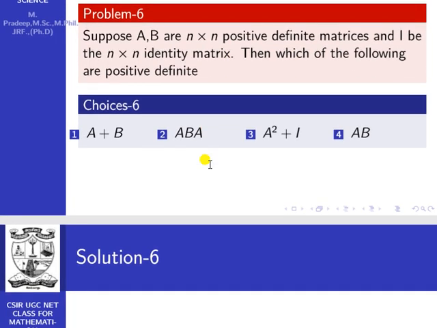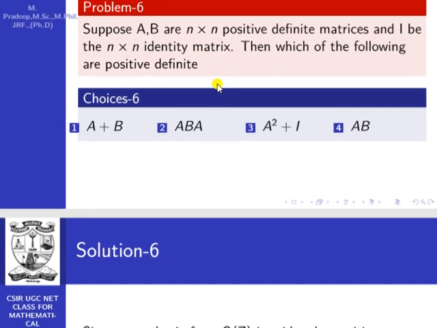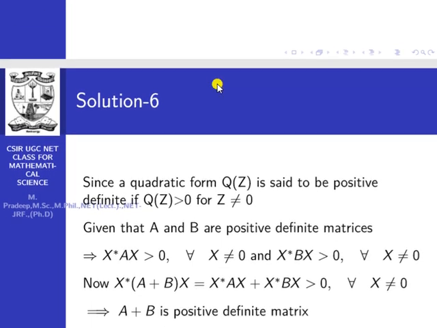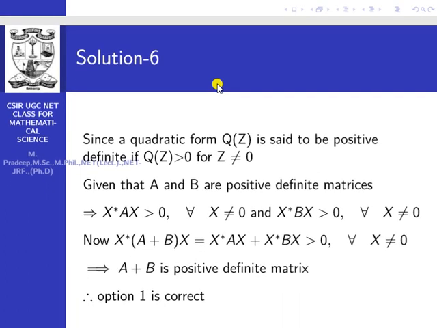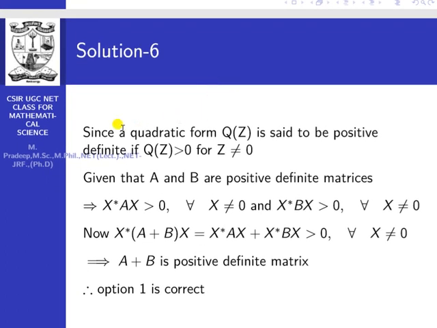So here the matrices are general nth order matrices. Both are given as positive definite, so we can use the definition. Maybe entries are real or complex. I will consider the complex. Since the quadratic form Q of Z is positive definite means Q of Z should be greater than 0 for Z not equal to 0. That is X star. So given that A and B are positive definite, this is the definition.